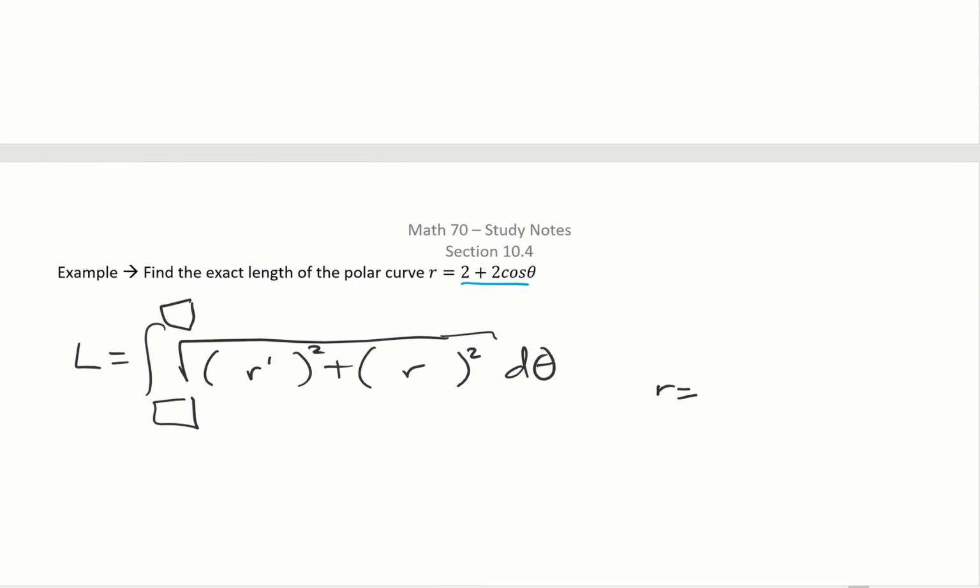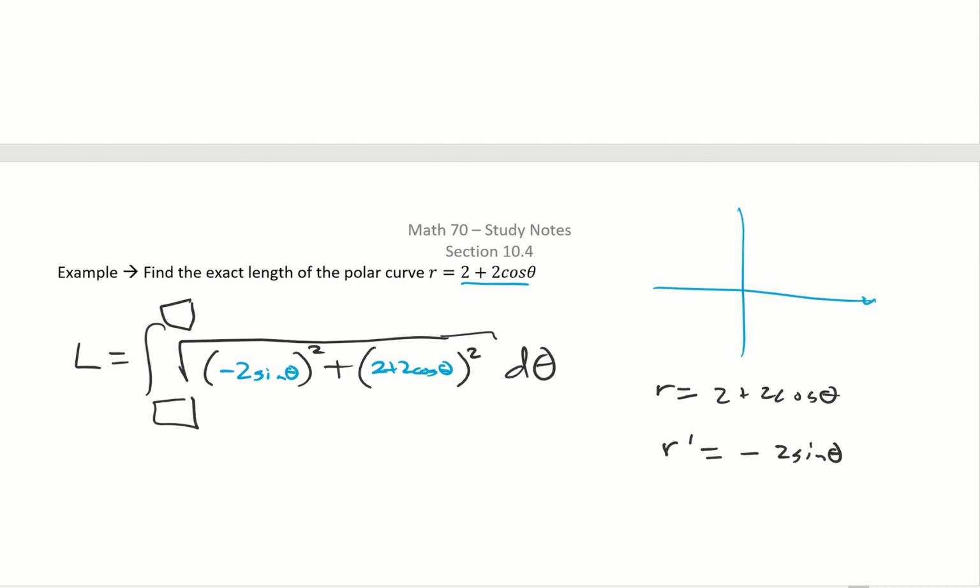So r is equal to 2 plus 2 cosine theta. R prime is equal to, the 2 disappears, right? And you've got a negative 2 sine theta. So r prime is minus 2 sine theta, and r is 2 plus 2 cosine theta. And the limits are, the limits. What's this guy? Maybe sketching will help.